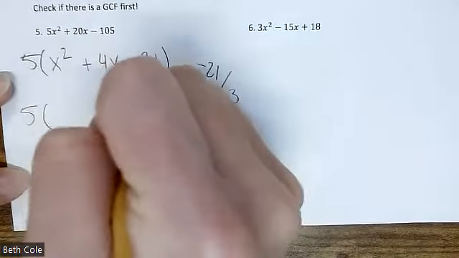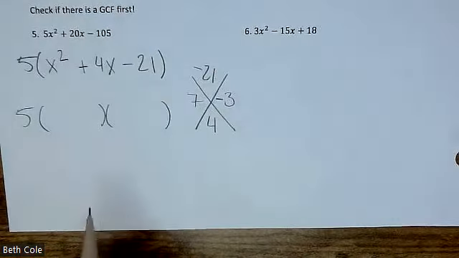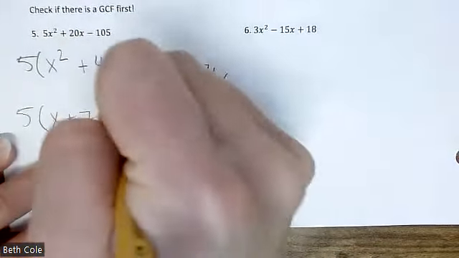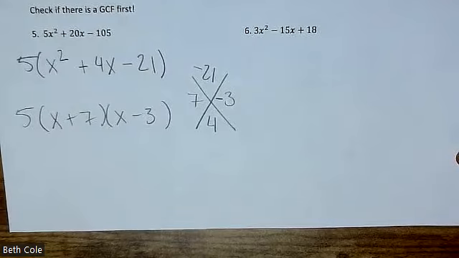So just leave the 5 there, draw your 2 sets of parentheses, and what's going to go in those? You got it. Perfect. You're on fire today. All right, we're going to try one more of these, and then there's another type of factoring we're going to do on the other side.